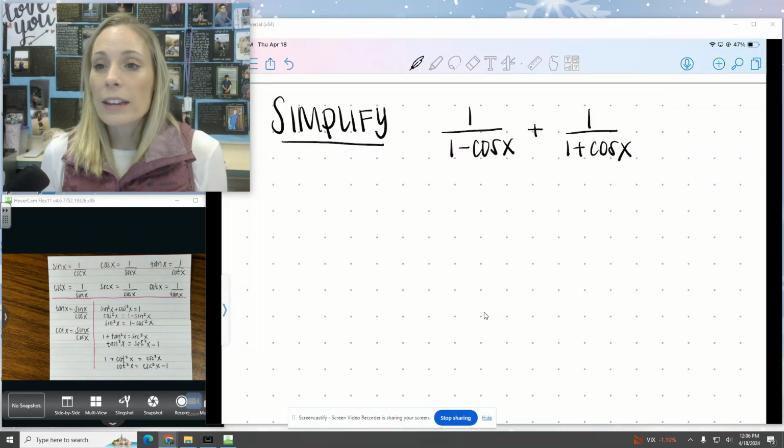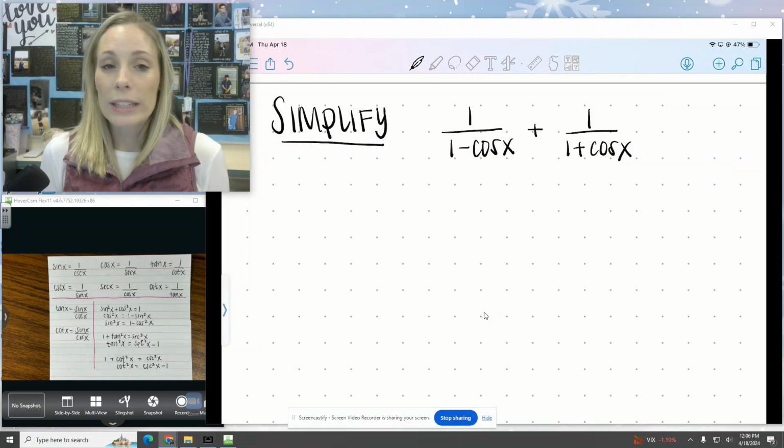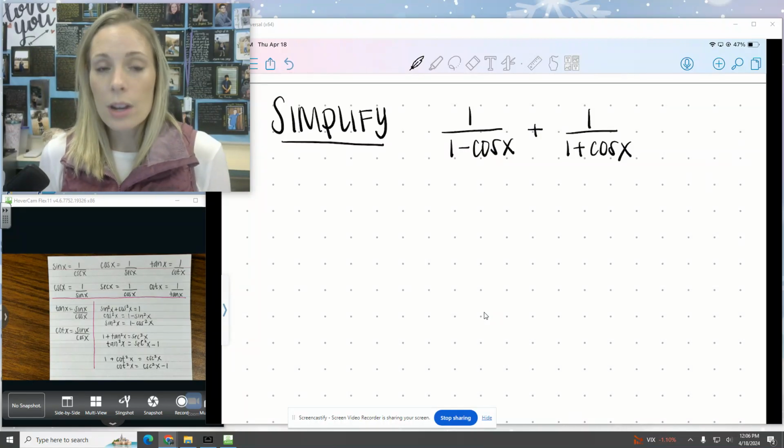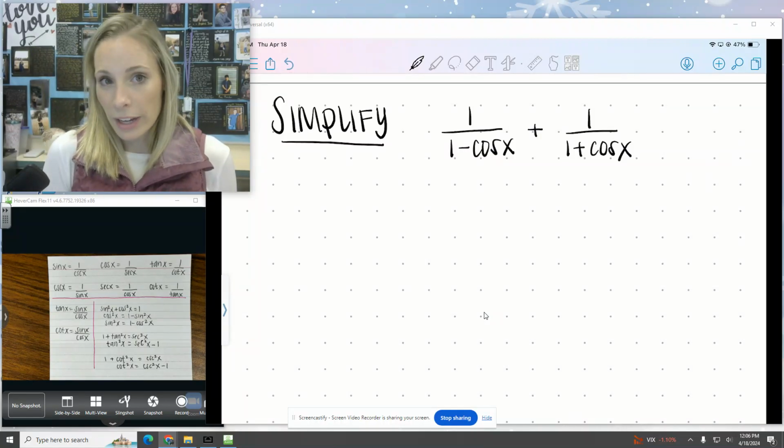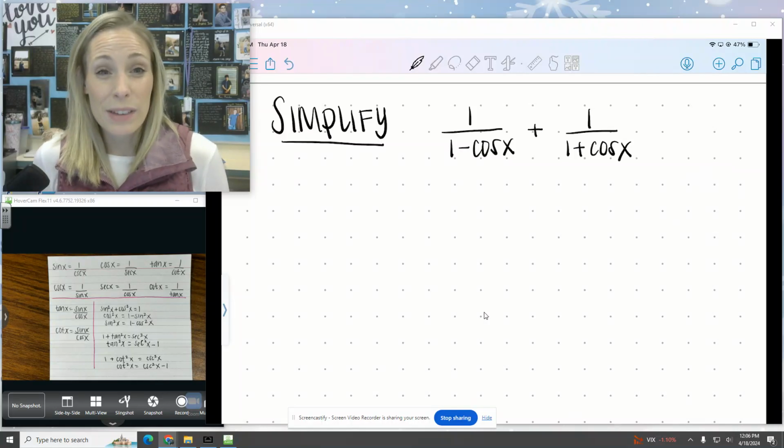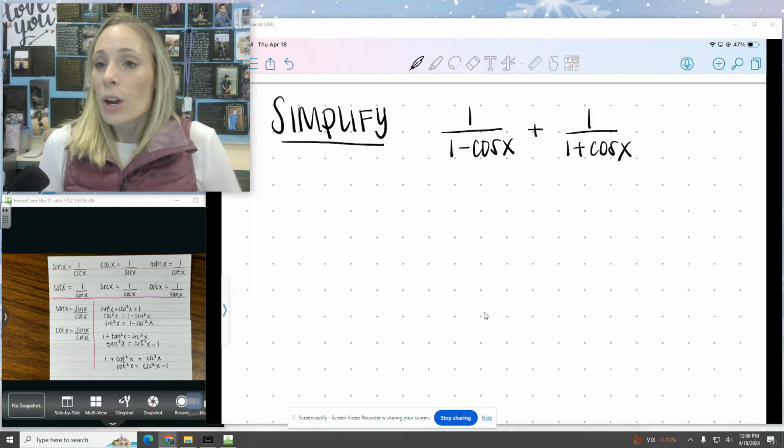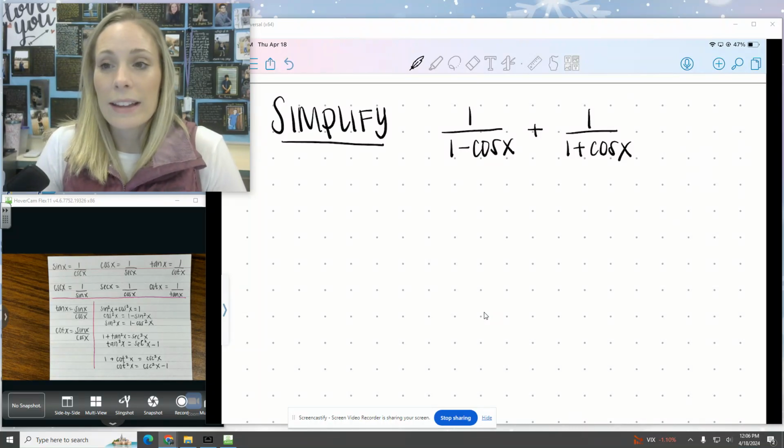Simplifying and factoring are really important techniques to have down before you try to start verifying. And that's where we're going to move to next, verifying, and then we're going to work on proofs after that. Okay, so we are going to simplify this right here.